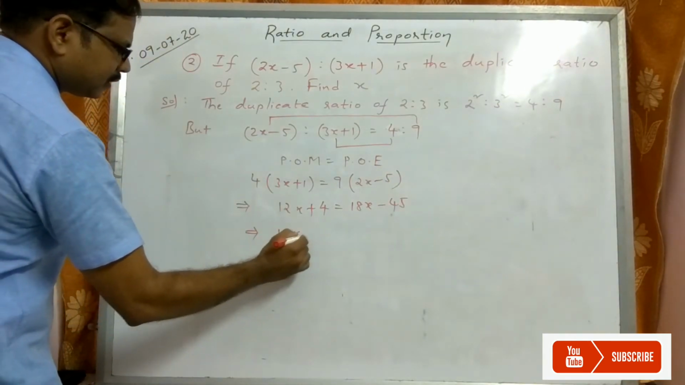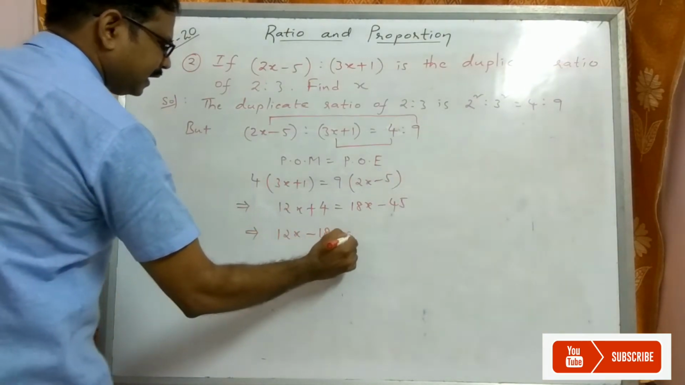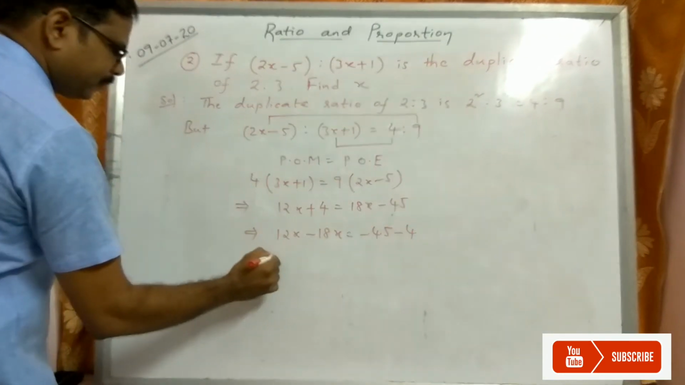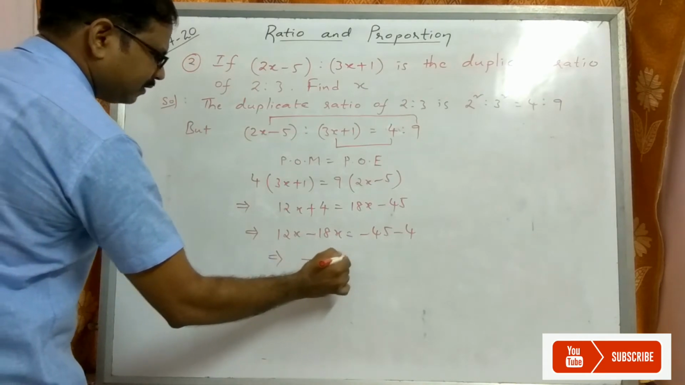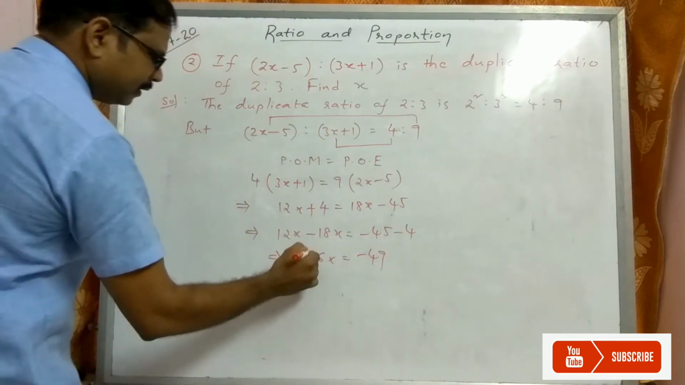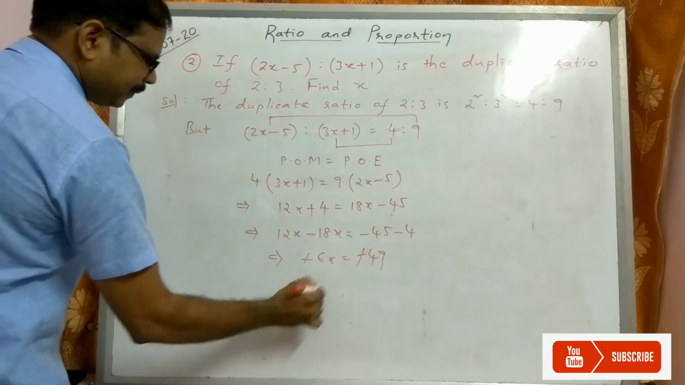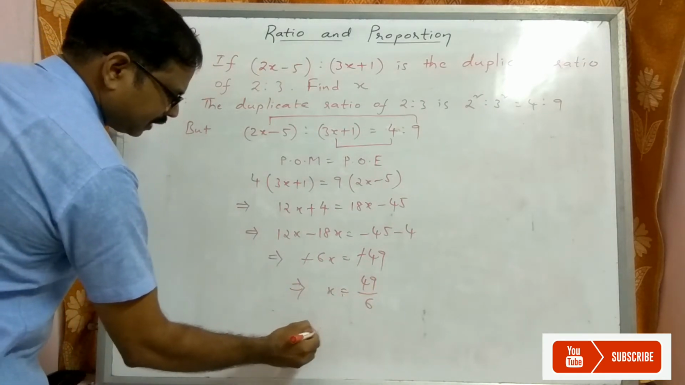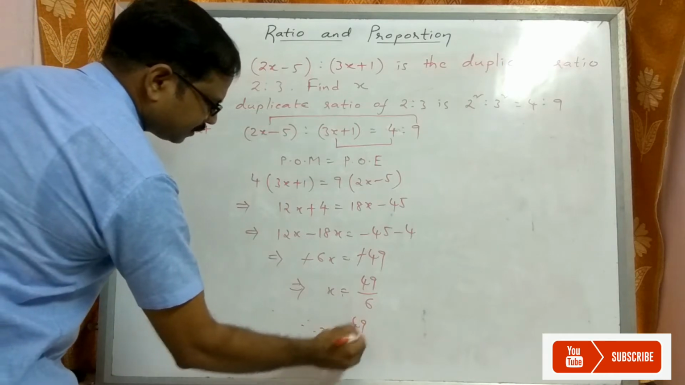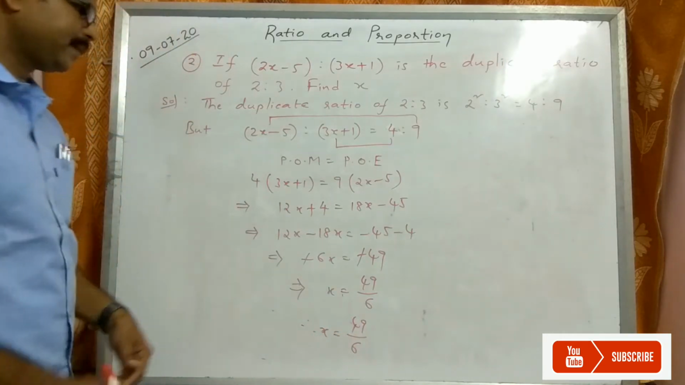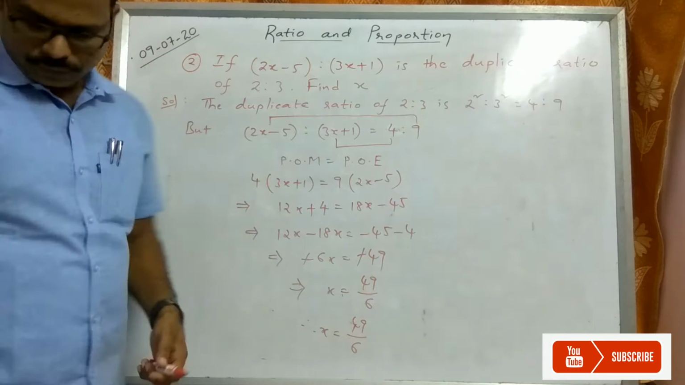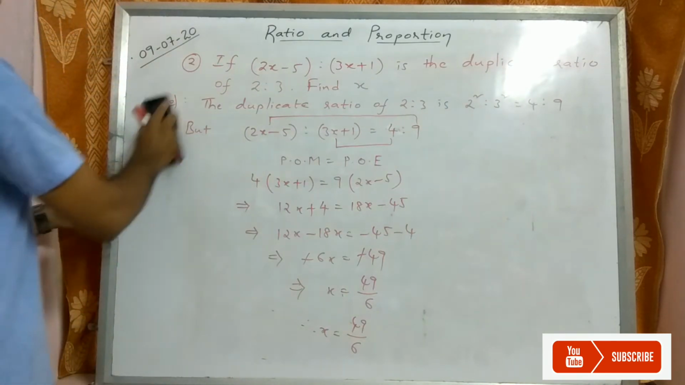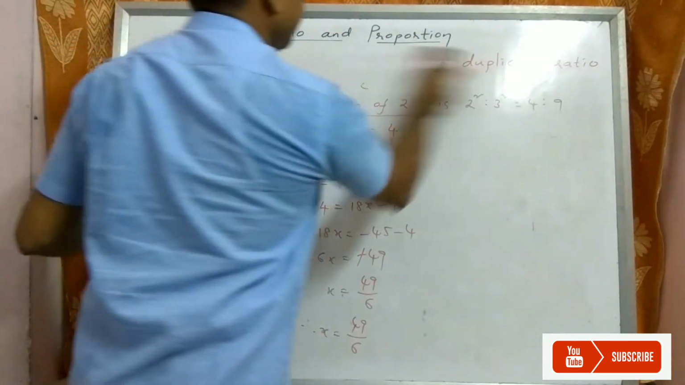So 12x minus 18x equal to minus 45 minus 4. So minus 6x equal to minus 49. Minus minus cancel. So x equal to 49 by 6. Therefore, the value of x is 49 by 6. Okay? That is the procedure. Let us see one more problem.